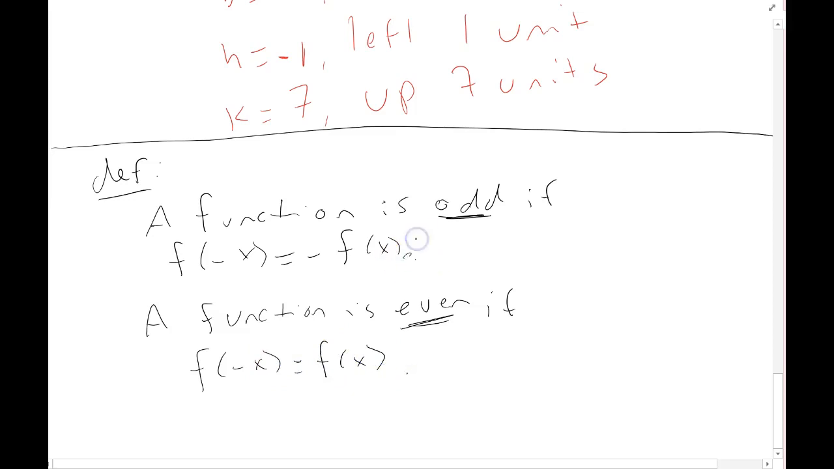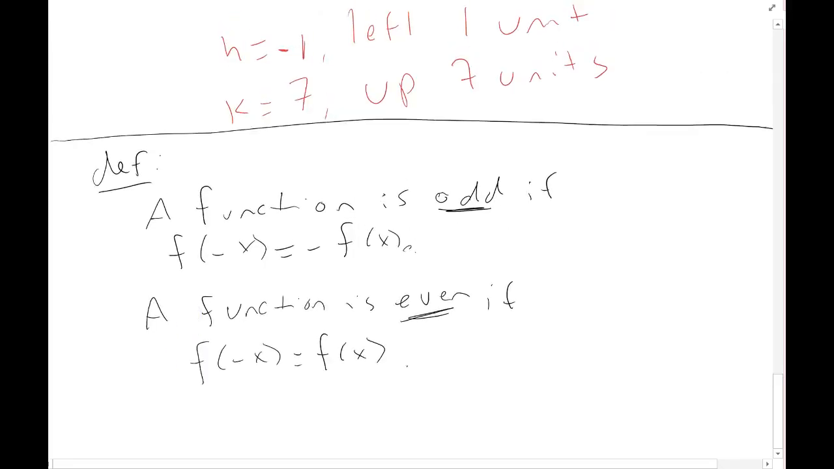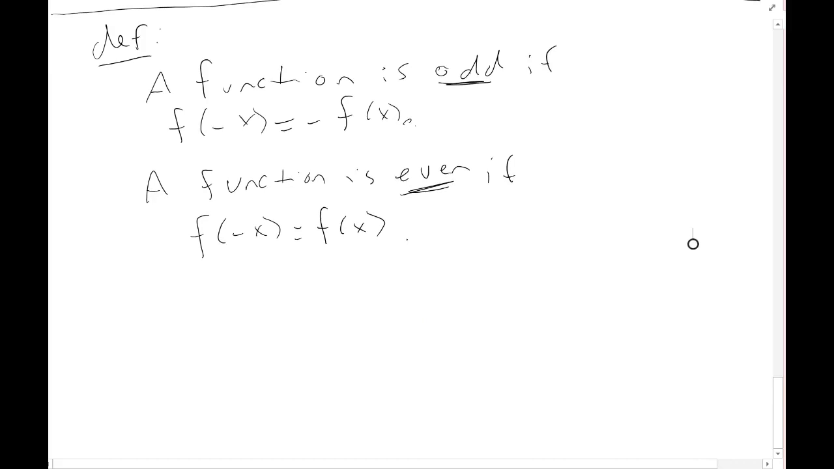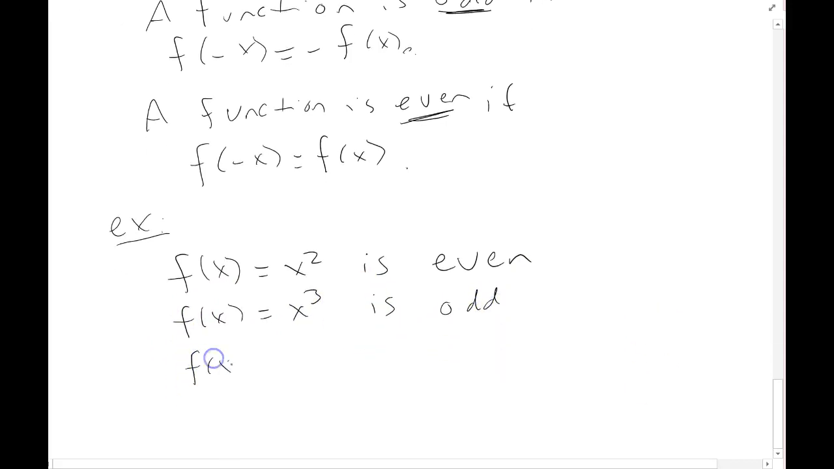So let's just look at a couple of examples of things that are odd and even, and then we'll talk about how to show something as odd or even. So f of x equals x squared is even. f of x equals x cubed is odd. And f of x equals x squared plus x cubed is neither.